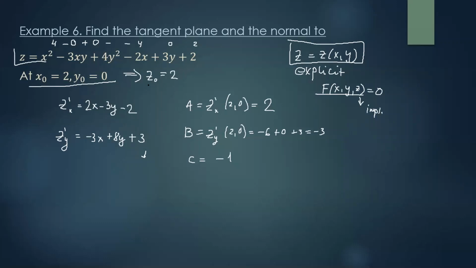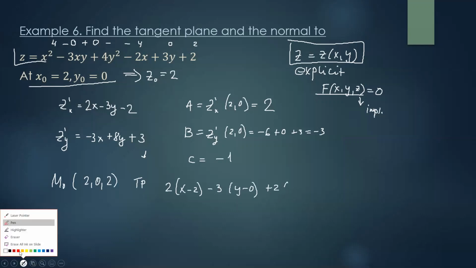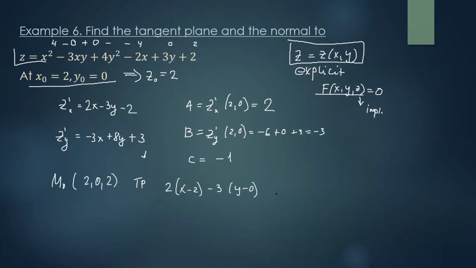And so the third point is found. So the point M0 now is (2, 0, 2). And we can write the tangent plane: 2 times (x minus 2) minus 3 times (y minus 0) plus 2, sorry, not 2. I was careless a little bit. It's -1 there. It's the coefficient. So -1 times (z minus 2) equals 0. I write down 0, and I write down the unit coefficient.